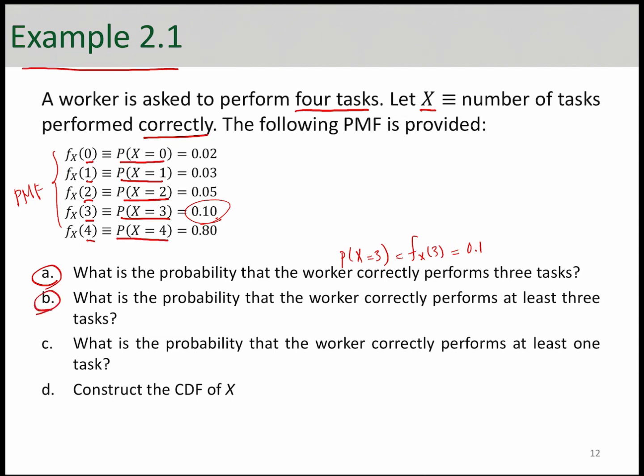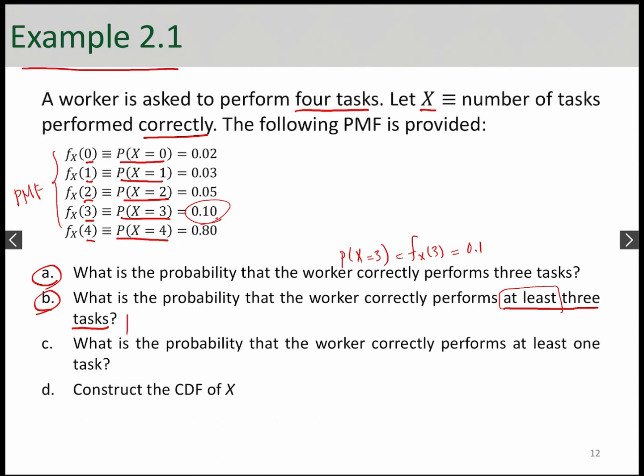Part B. What is the probability that the worker correctly performs at least 3 tasks? And this is the tricky part that sometimes is causing problems. When a problem says at least, that means more than or equal to. Although the word least sometimes makes us think that is less than. No. When it says at least 3 tasks, that means 3 tasks or 4 tasks.